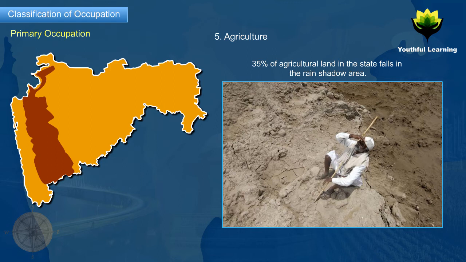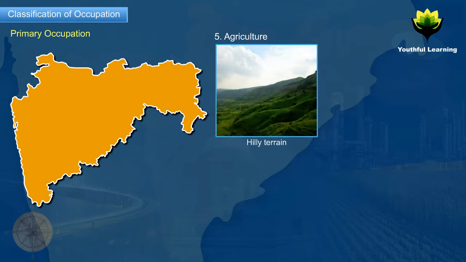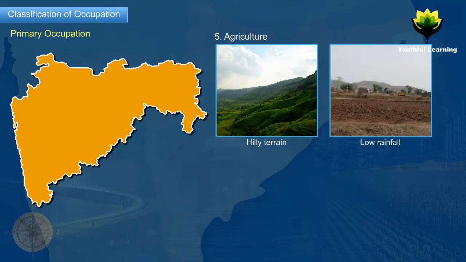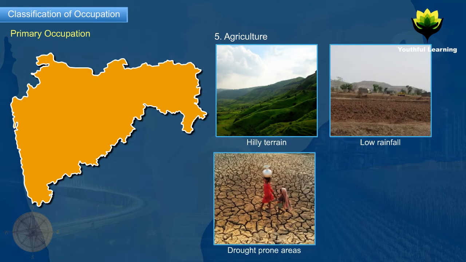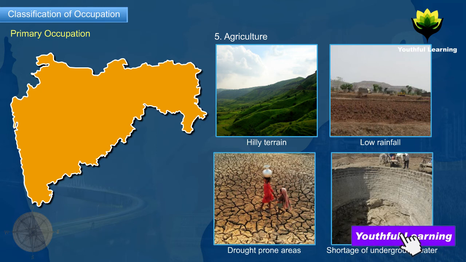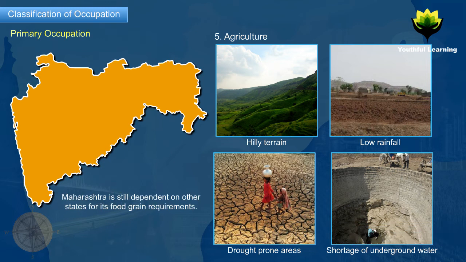Agricultural productivity in the Sahyadri and Satpura hills is low due to several reasons such as hilly terrain, low rainfall, drought-prone areas, and shortage of underground water. Maharashtra is still dependent on other states for its food grain requirements.